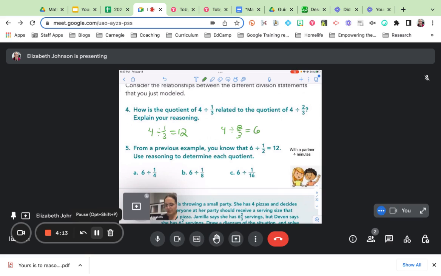Now, how are those two quotients related? What do you think? That's right. The quotient of 4 divided by 1/3 is twice as big as the quotient of 4 divided by 2/3. When we divide by 1/3, we get 12. When we divide by 2/3, we get 6. Now, looking at a previous example, we know that 6 divided by 1/2 is equal to 12.